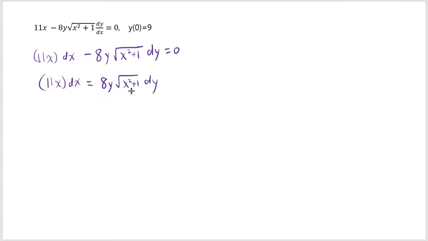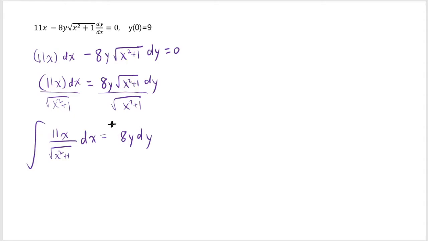And here's the problem. X shouldn't be with dy. This has to belong here. So let's divide both sides by the square root of x squared plus 1. And now it's fully separated. I only have x on this side and I only have y on this side. Integrate both sides. This one's easy. That's just 4y squared. And this one requires the product rule.